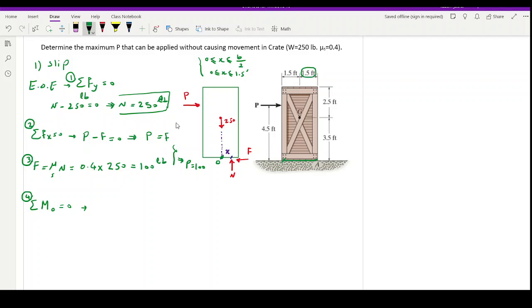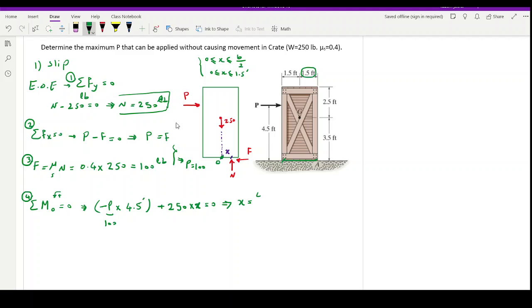That means that if we assume that this is our positive direction, right hand, that means negative P times 4.5 feet, because P is acting in the opposite direction, plus N, which we calculated and it's 250, times x is 0. From there, x is equal to, so this P is 100.